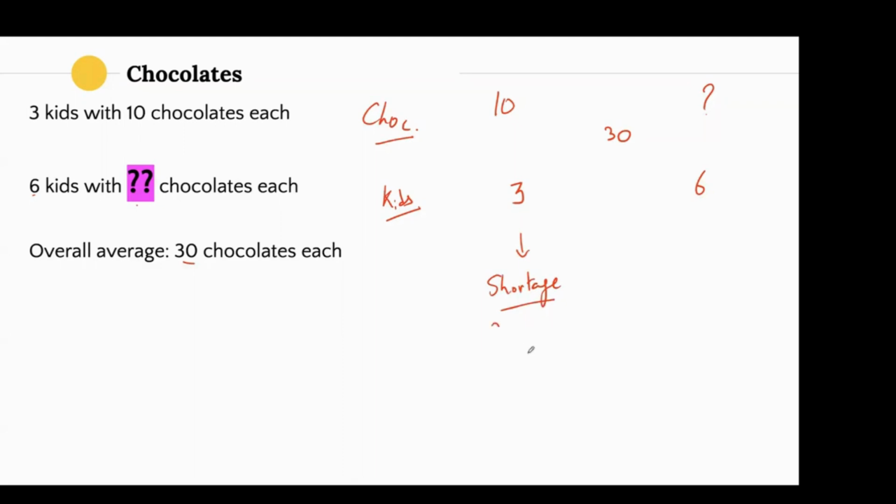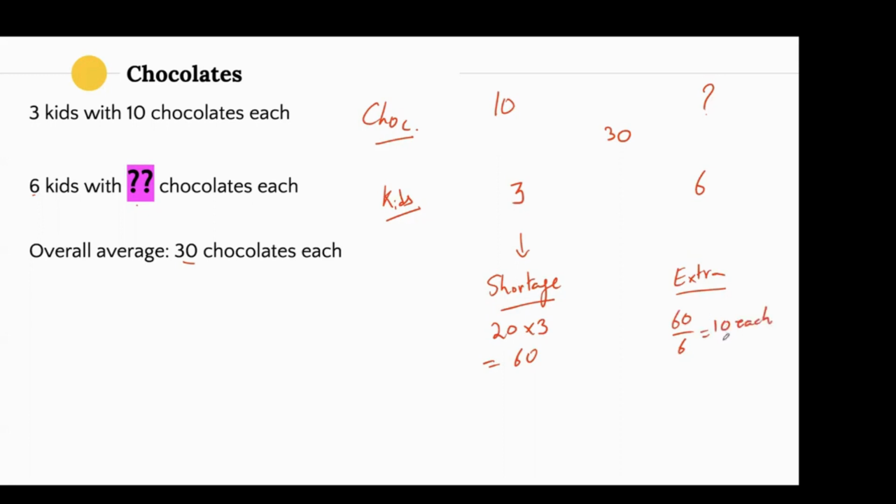And so the shortage of 60 is here with three kids. Here the excess of 60 is amongst 6 kids. So it'll be 10 extra for each of those. So it'll be 30 plus 10 there. So 40 for those ones.